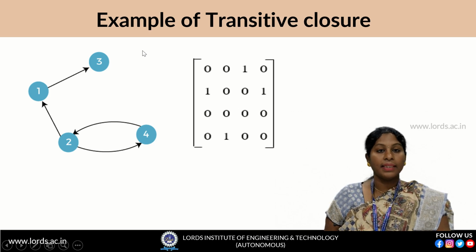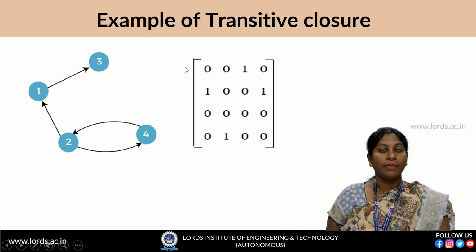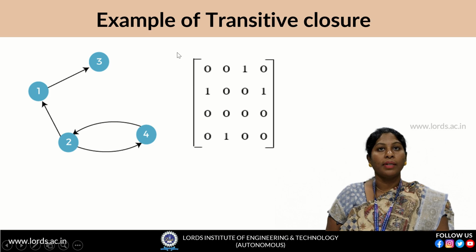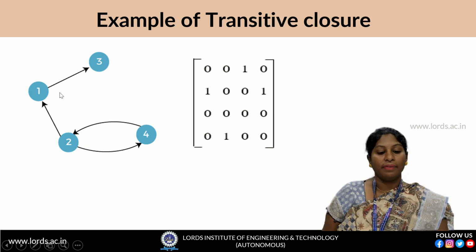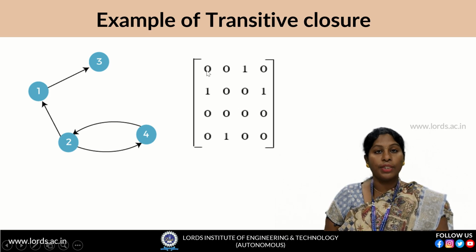Let us discuss an example of transitive closure. We consider this graph with 4 nodes: 1, 2, 3, 4. Here we number the rows 1, 2, 3, 4, and the number of columns is also 4: 1, 2, 3, 4. Here we are giving values, like 1 to 2. Is there any direction from 1 to 2? No. So that's why we need to consider it as 0.